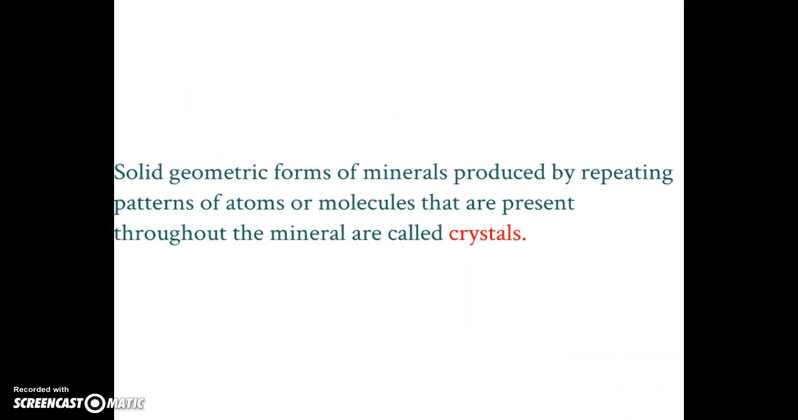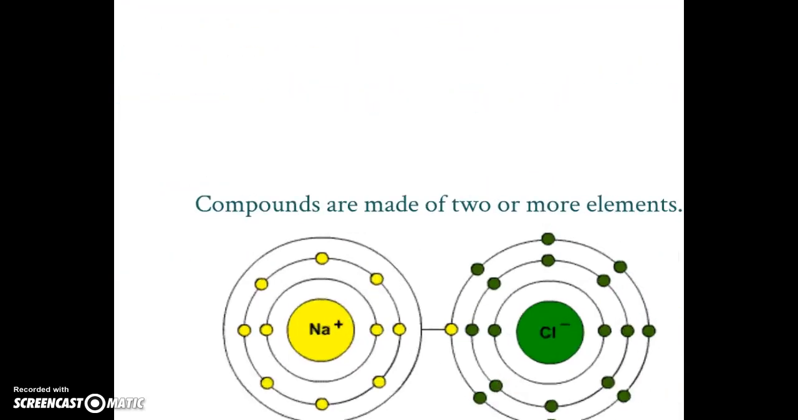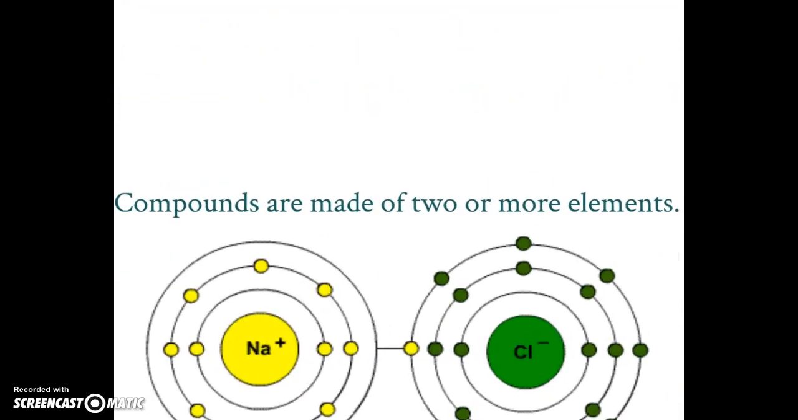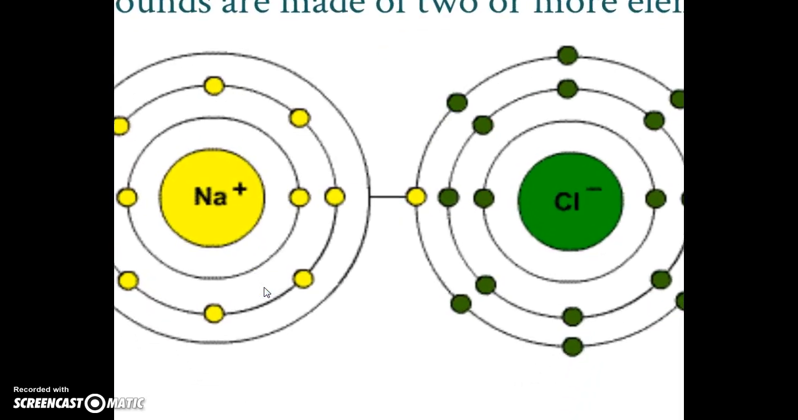Also, because minerals have crystalline structures, they are thought to be crystals. Crystals are solid geometric forms of minerals produced by repeating patterns of atoms. They're all arranged in the same way, and they repeat all throughout the mineral sample, and they're present throughout the entire mineral. That's called a crystal, and all minerals are crystals. And this should be review, that minerals can be formed of different compounds, because when 2 or more elements come together, you have a compound. Sodium chloride is an ionic compound, which we talked a lot about last section.